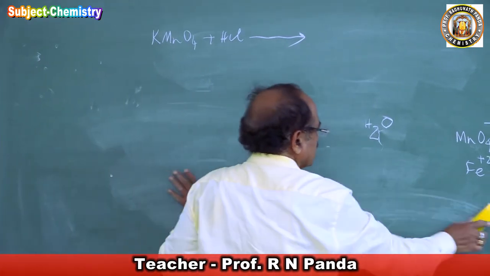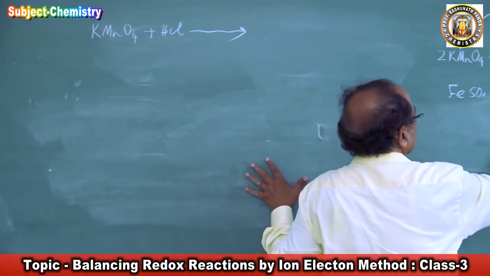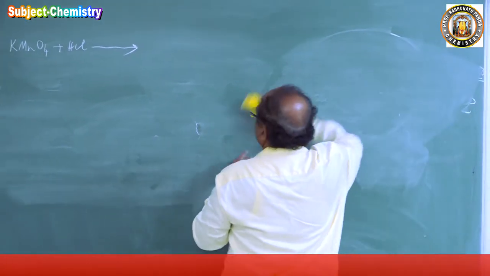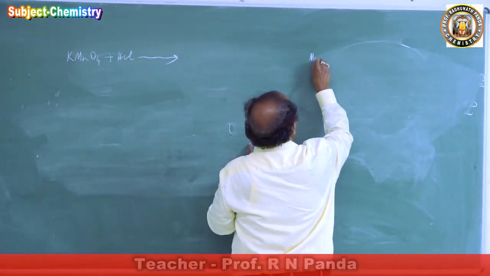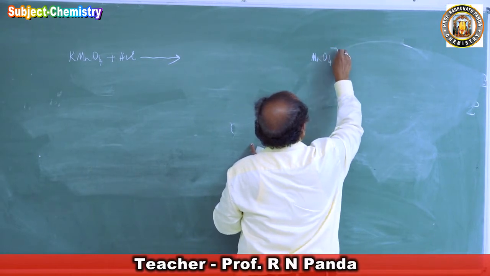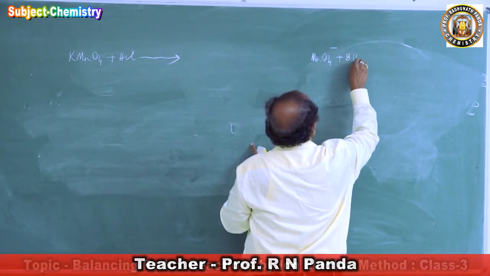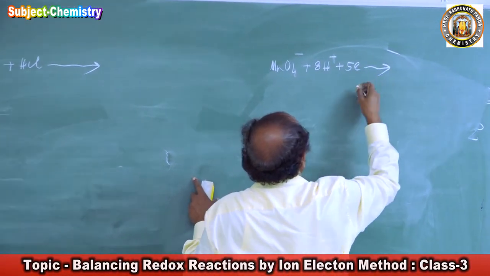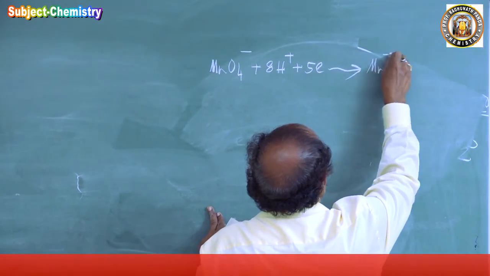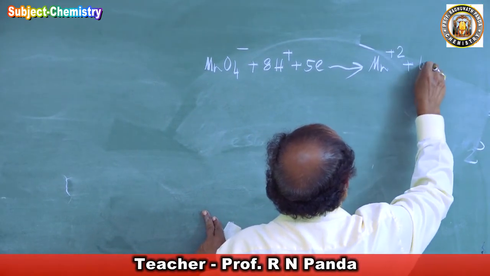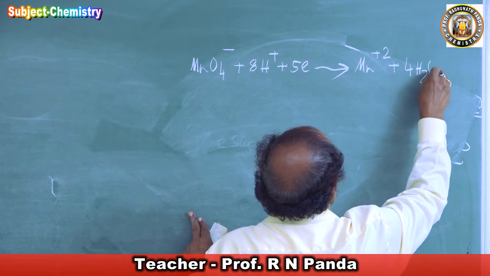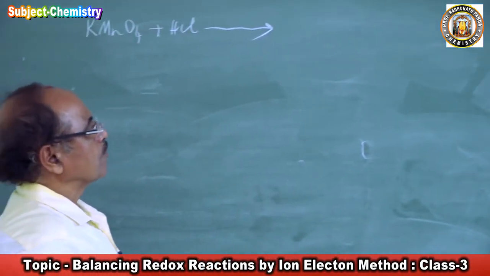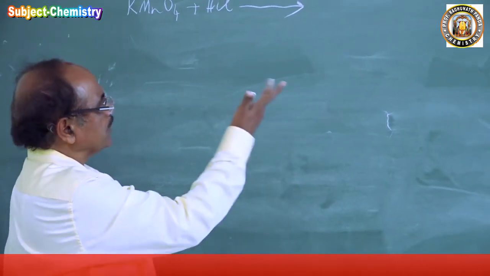So the standard reaction of potassium permanganate in ionic form is what? MnO4 minus. This is our standard equation we will be using. MnO4 minus plus 8H plus plus 5e will form Mn plus 2 plus 4 water. This is the equation for potassium permanganate. We will be using this equation.